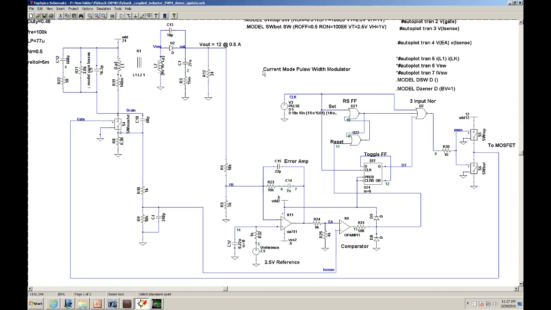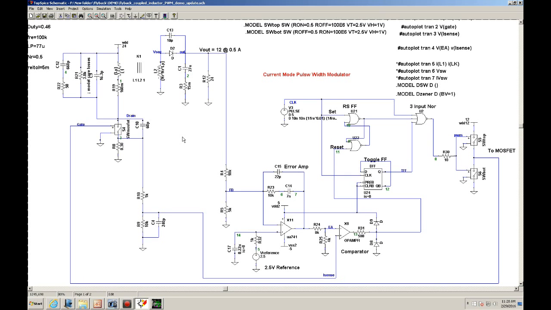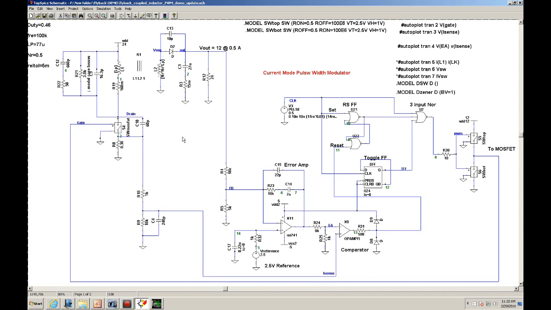Okay, you can put this as a subcircuit and minimize the schematic layout and just replace it by a little box with the appropriate inputs, such as clock, feedback, iSense, and so forth.